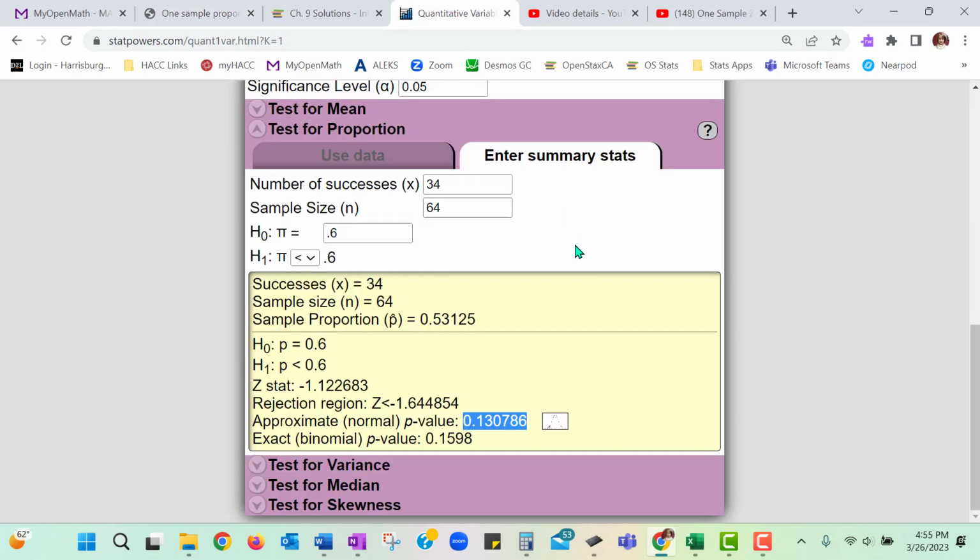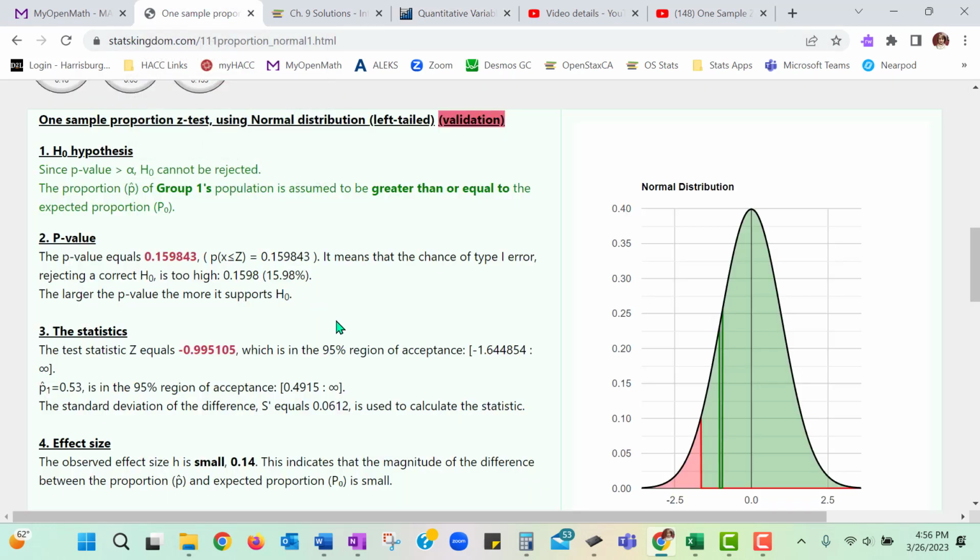And if we look back at StatPower, here is that p-value that Statistics Kingdom is finding. So it's finding a binomial p-value, which is more exact. We're actually approximating our p-value using the normal distribution. So in some ways you could say this is actually better, but that's not what's going to be counted correct in our homework, I don't think. I say I don't think because maybe it's set to accept a really large range of values.